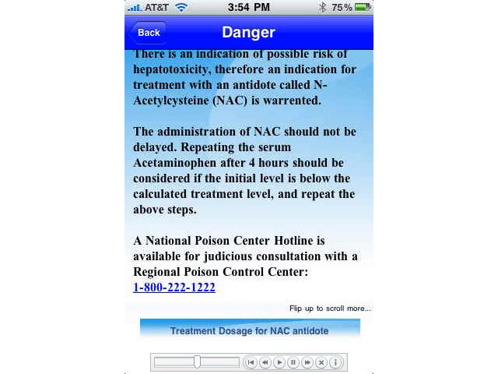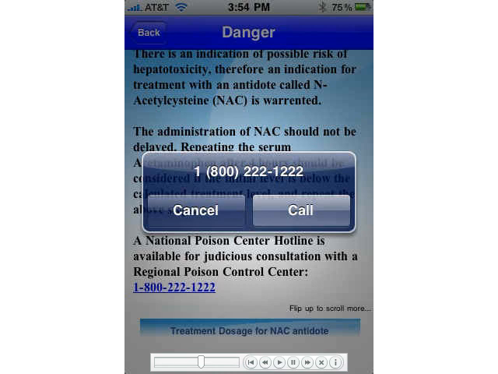If the physician feels it's necessary to contact the National Poison Center hotline, this is available for judicious consultation with a regional poison control center by calling 1-800-222-1222. Within this ACT tool, the physician can immediately call the National Poison Control Center hotline. In this demonstration, we can see how easy it is to call the National Poison Control Center hotline, which is available for judicious consultation if need be.